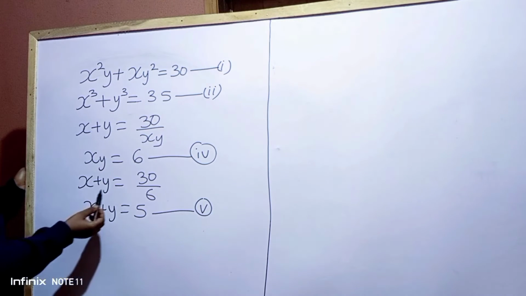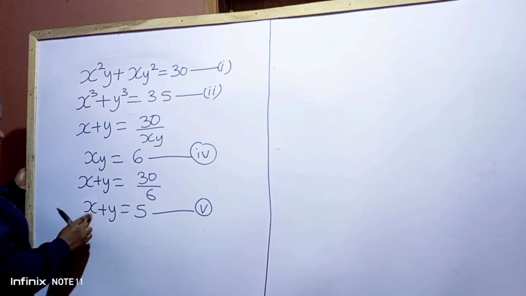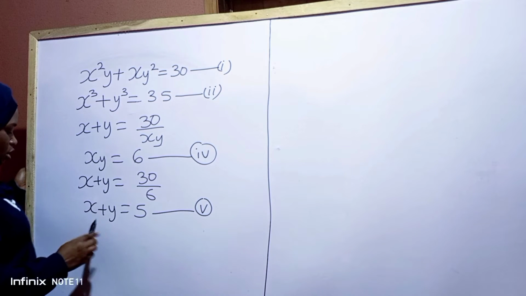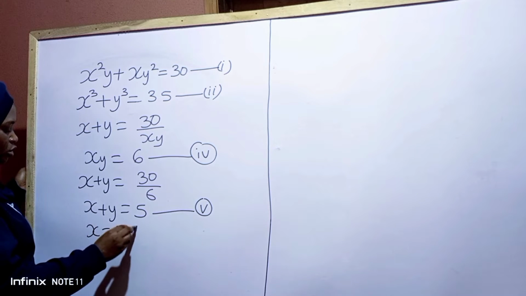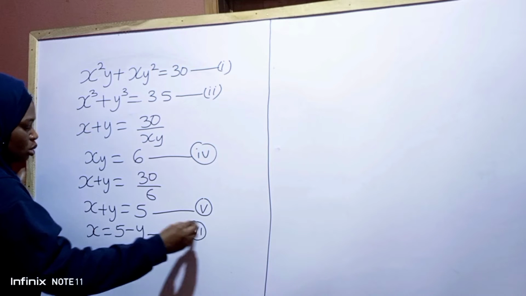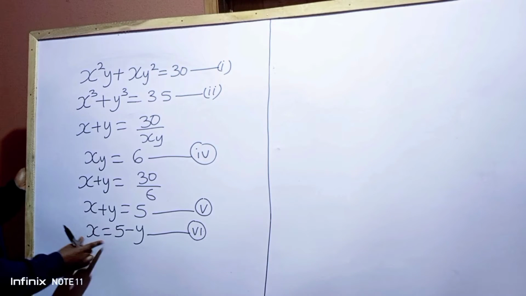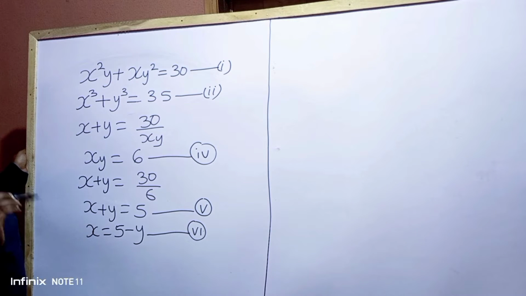So let's write it together. From equation 5, let's make x the subject. So we have x equal to 5 minus y. Equation 6. I'm now going to substitute this equation 6 into equation 4.